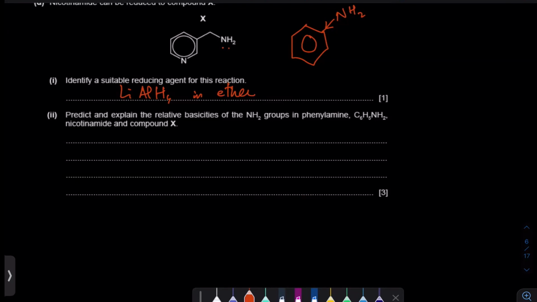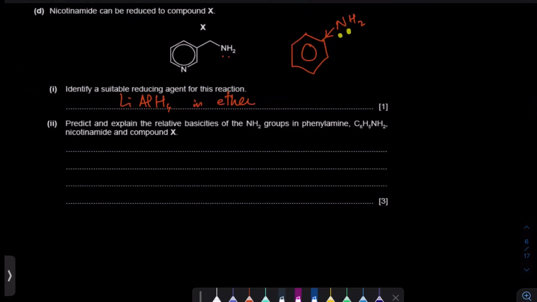So I think this one is more basic because the lone pair is available. In phenylamine, just two electrons are being donated, and in nicotinamide, 4 electrons are being donated. So phenylamine is a weaker base than compound X, and nicotinamide is a weaker base than phenylamine. So the order will be X as the most basic, phenylamine has less, and nicotinamide even less. Does that make sense?